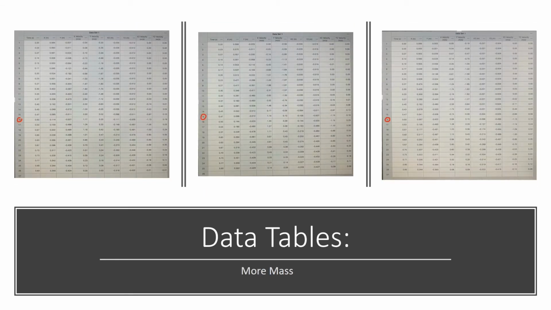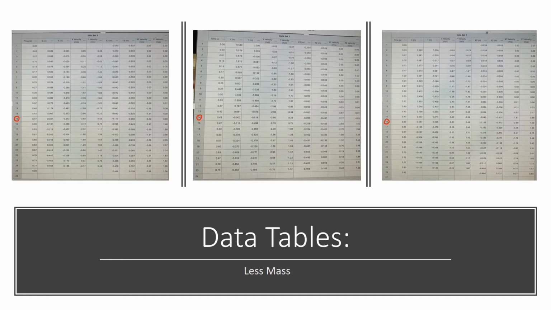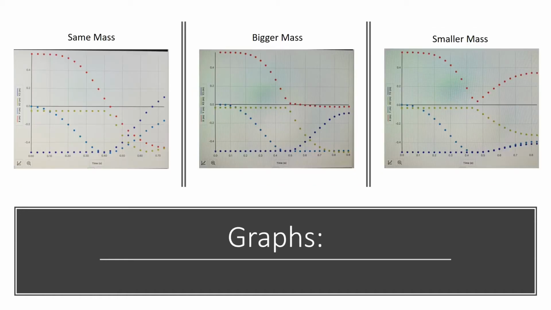These are the values that I got when I changed the ball at rest to a ball with more mass. And finally, these are the values that I got when I changed the ball at rest to the ping pong ball with less mass. These are the graphs that I got from the software, and this is the graph of the balls with the same mass, the graph of the balls with bigger mass, and the graph of the ball with the smaller mass.